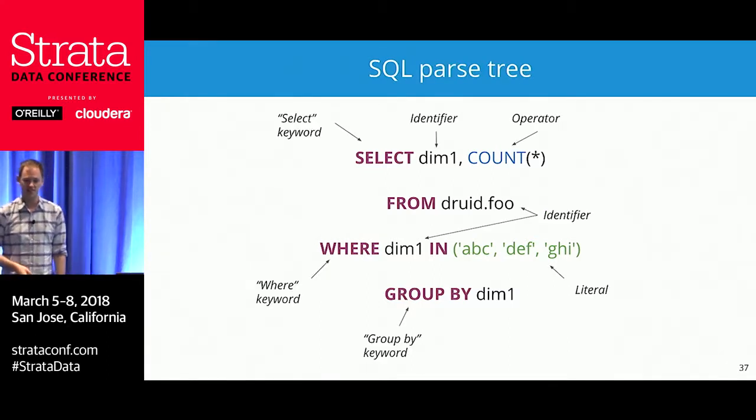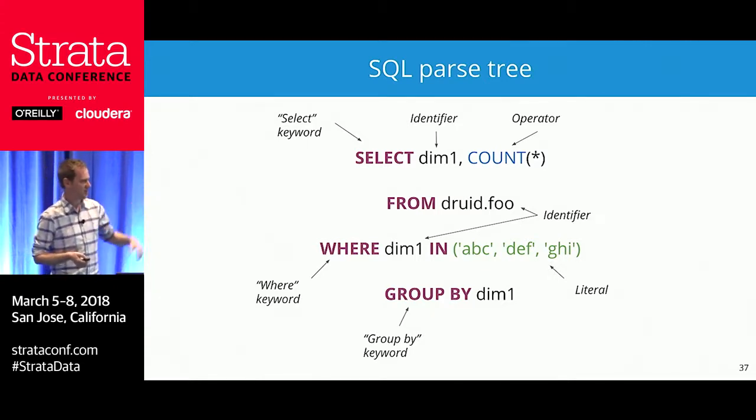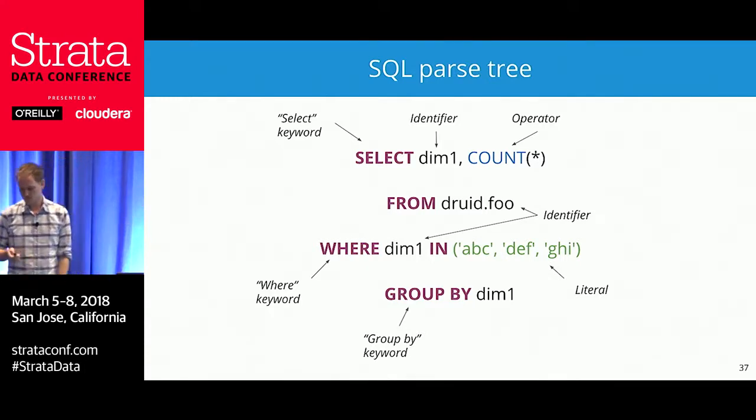Calcite will parse it like this. So this is the parse tree that we're going to get. There's a keyword for select, identifiers for the columns, the tables, the schema. The count is an operator, where, group by, are keywords. And then the thing we're filtering on is literal. So it's going to parse it like this.